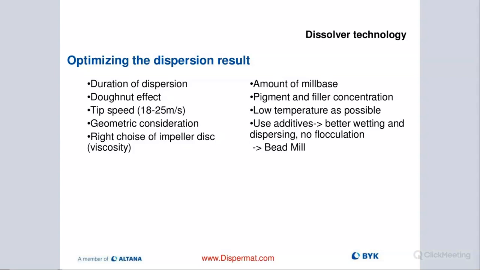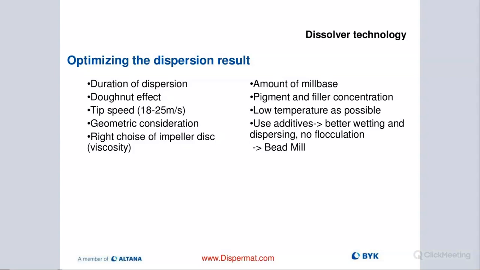If we don't have enough mill base, then it's difficult to oscillate. Sometimes when I put the blade at the perfect height inside of our container, if we don't have enough mill base, it's difficult sometimes to find the exact sweet spot. So 50% is really ideal.